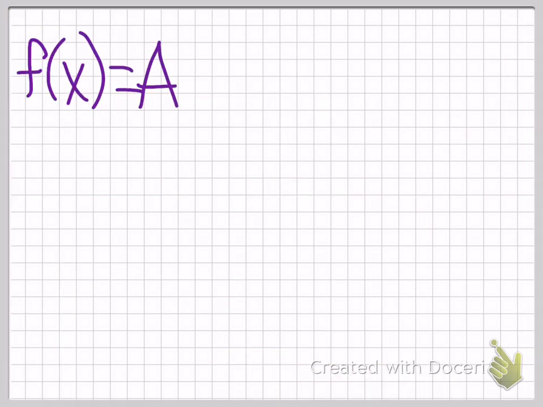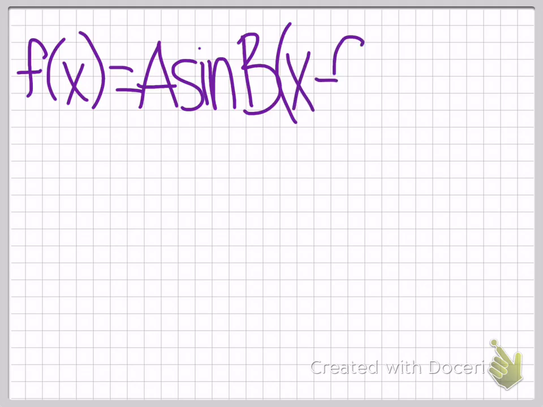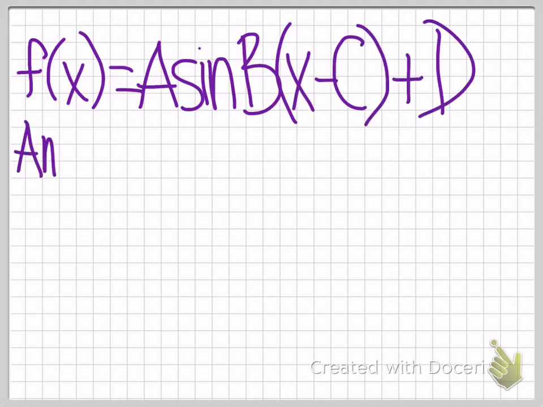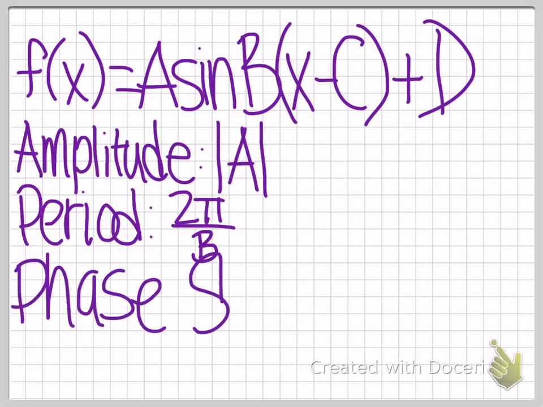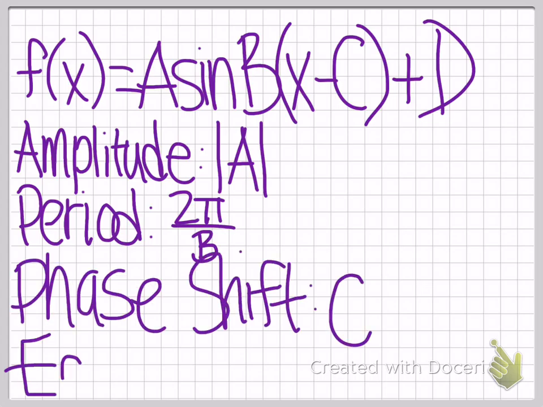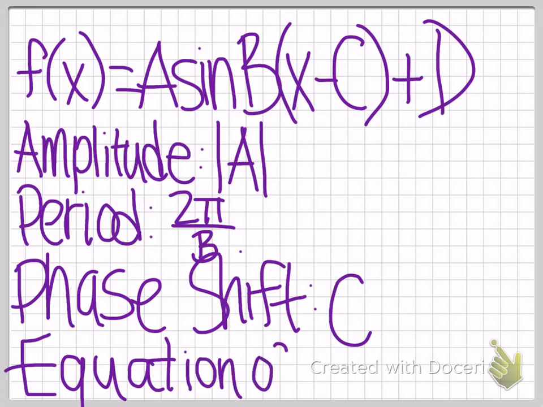When you are given an equation for a sine or cosine wave, you can find the characteristics of the wave without graphing it using these equations. The amplitude is the absolute value of A. The period is 2 pi over B. The phase shift is C, and the equation of the axis is D.